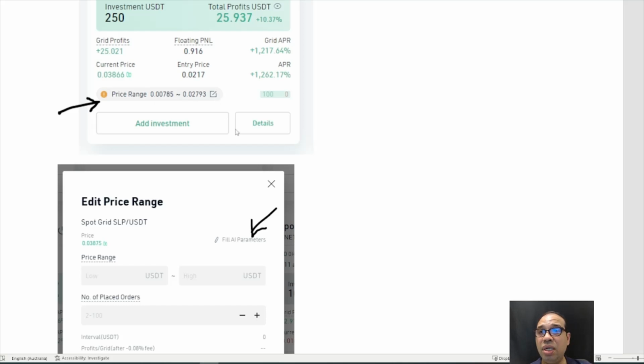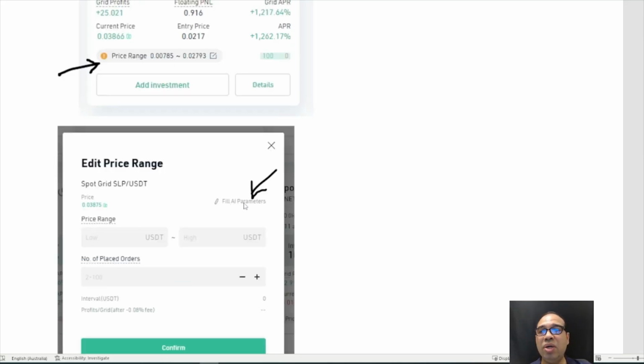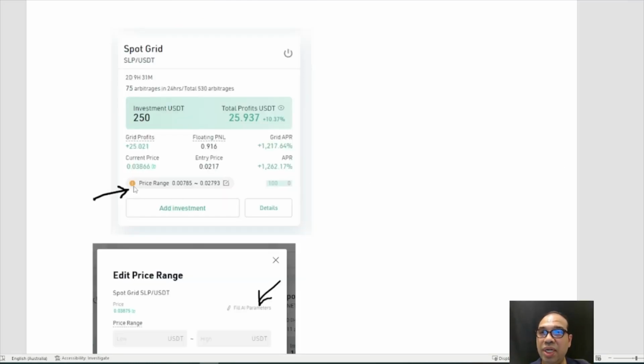You click on this thing here and then you say fill AI parameters. Don't break your head. Let the artificial intelligence do its work. At this point you can note that this one is highlighted in yellow, meaning it's out of range. The current price is 0.03, whereas the price range has crossed the 0.02 here. So this is where you can see something has to be done. At this point of time the bot is not doing anything at all. It's probably just having a snooze, waiting for the price to fall within the range so that it can start taking some action. At this point the bot could have bought a lot of coins, waiting for it to sell at some point. So that's why the profit or loss could also be negative at this point.